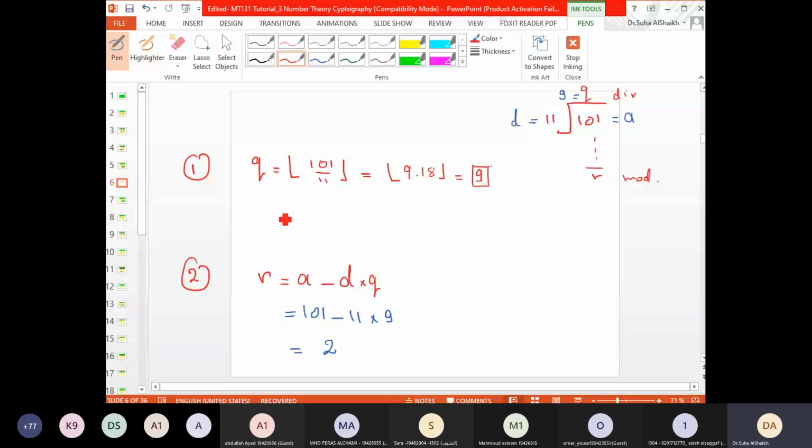The Q نسميها div والR نسميها mod. We write it like this. We say 101 div 11 is equal to 9. يعني ناتج قسمة ال 101 على ال 11 is 9. And we say 101 mod 11 is equal to 2. يعني باقي قسمة ال 101 على ال 11 is equal to 2. You got that? Yeah, easy.